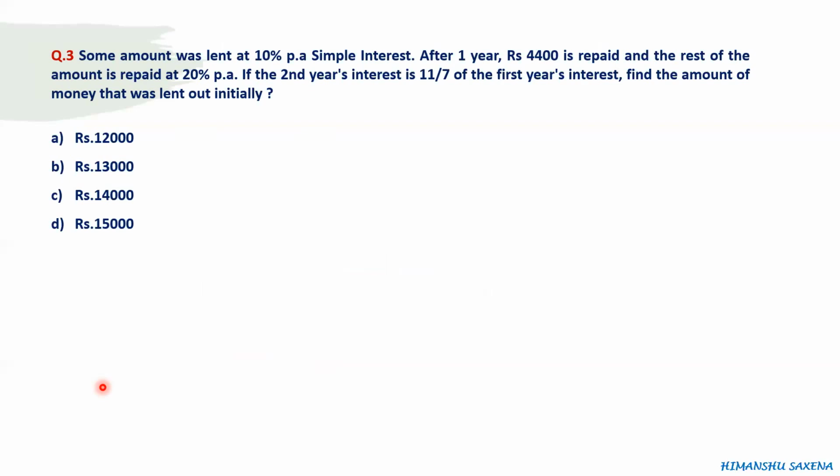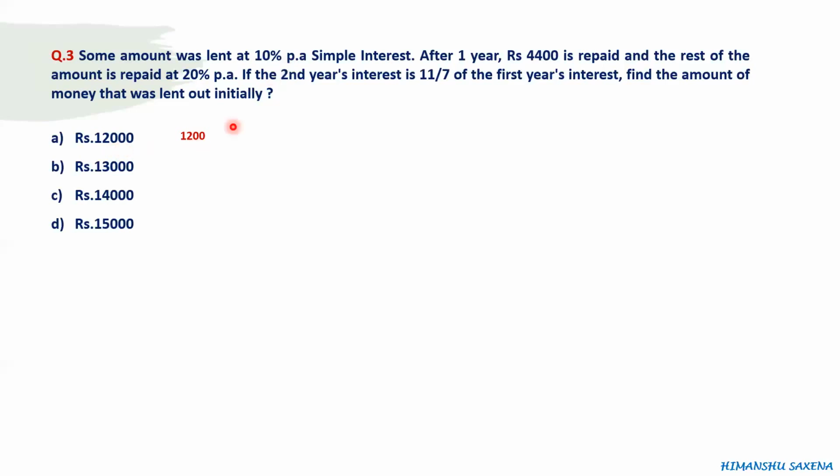Some amount was lent at 10% per annum simple interest. After 1 year, 4,400 rupees is repaid and the rest of the amount is paid at 20% per annum. If the second year's interest is 11 by 7 of the first year's interest, find the amount of money that was lent out initially. Now, let's solve this question using the options method, which is an easier method in this case because the numbers here are very straightforward: 12,000, 13,000, 14,000 and 15,000. These are the options. So let us say 12,000 was the amount which was lent out initially.